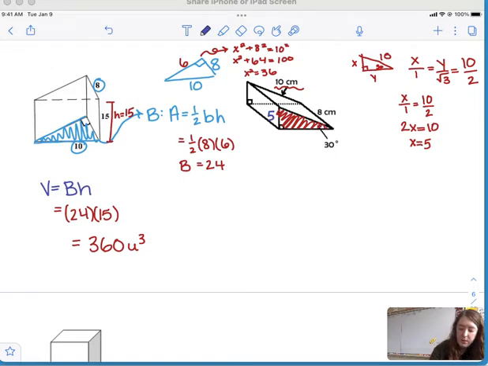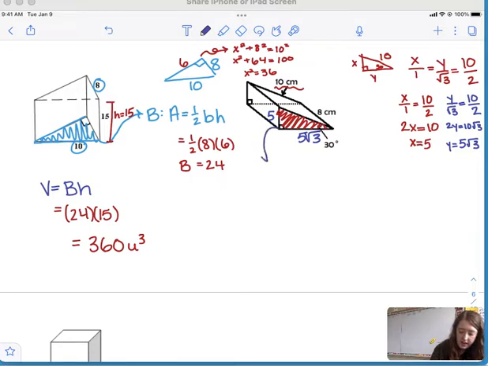To solve for y, we'll take the fraction that has y in it, set that equal to the fraction with just numbers, 10 over 2. We'll cross multiply and get that 2y equals 10 square root 3. We'll divide by 2 on both sides. So we'll get 5 square root 3 for this leg of our triangle.